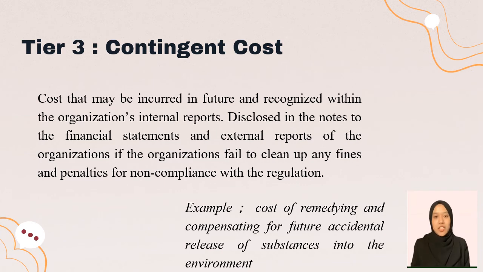Tier 3 is contingent cost. Contingent cost is cost that may be incurred in future and recognized within the organization's internal reports, disclosed in the notes to the financial statements and external reports of the organizations, if the organizations fail to clean up, with any fines and penalties. Example of contingent cost is cost of remedying and cost of compensating for any future accidental release of substance into the environment.